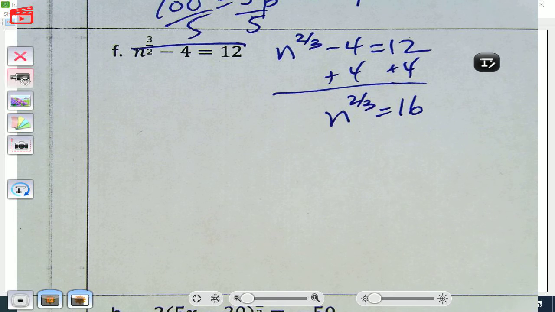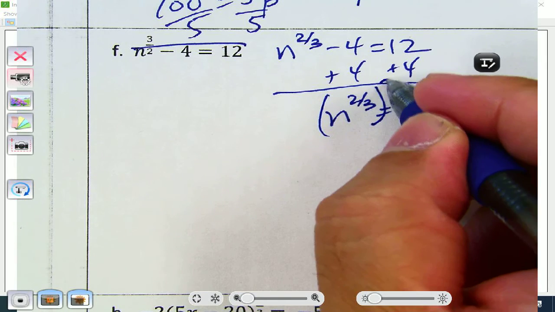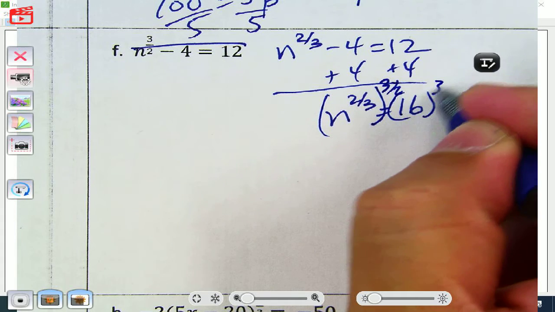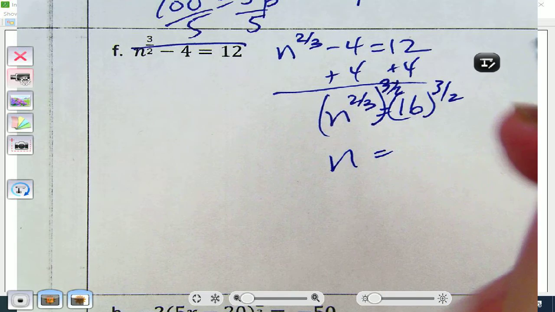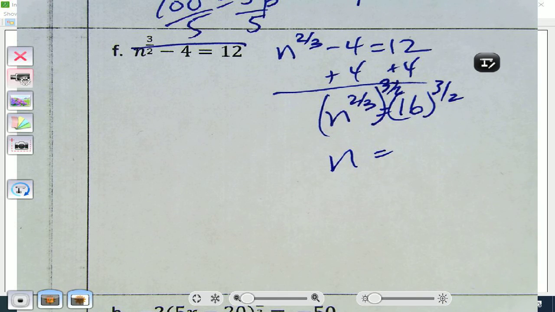What do I do now? Add 4 to both sides. Multiply it by 3/2. So you raise it to the 3/2. So the 3/2 and the 2/3 cancel, and 16 to the 3/2 is 64.